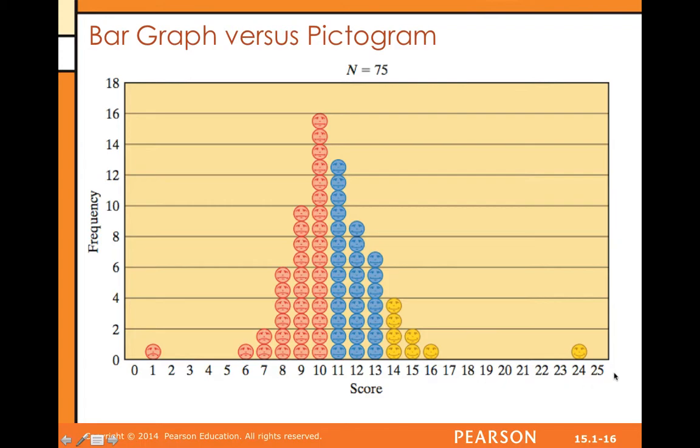So this sort of chart gives you the same data, but it gives you an emotional assignment to each data point, right? This is unhappy, it's bad. But this guy over here is happy, he's good.